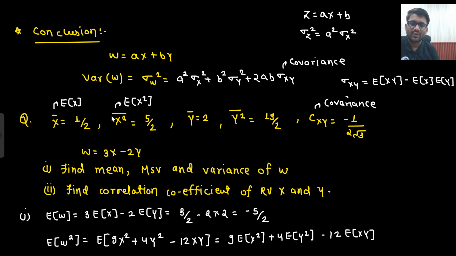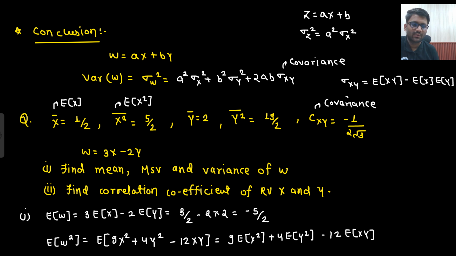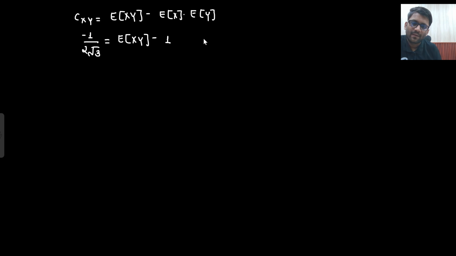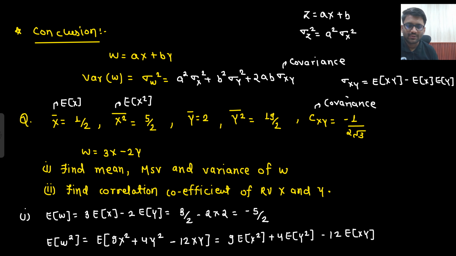So that would be equal to E of xy minus, what is your E of x? 1 by 2. What is your E of y? 2. So E of x is 1 by 2, E of y is 2. So what are you getting? Expectation of xy is equivalent to 1 minus 1 by 2 under root 3. So this is your expectation of xy. Although this was not asked, here it will be used.